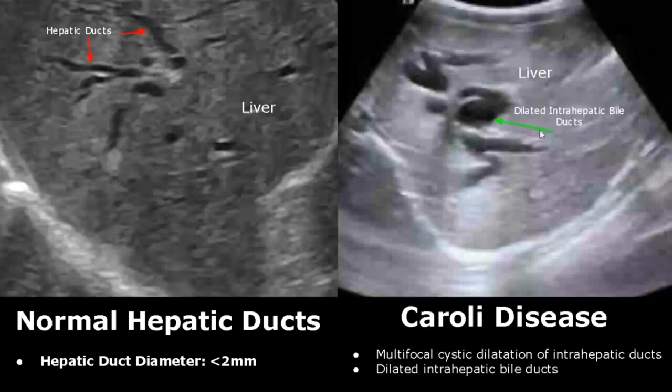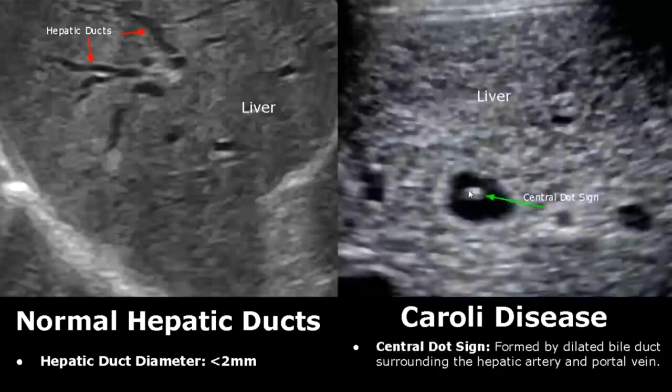Here is another image of Caroli disease with cystic dilatation of intrahepatic ducts. The central dot sign is formed by dilated bile duct surrounding the hepatic artery and portal vein. This dot is formed inside the bile duct by either the hepatic artery or portal vein.